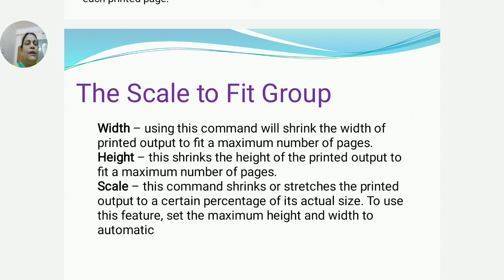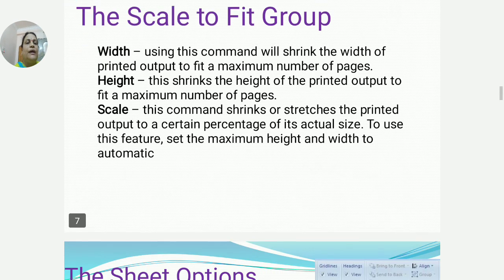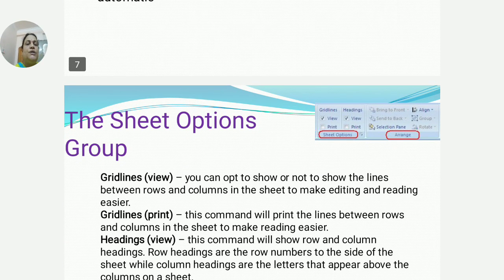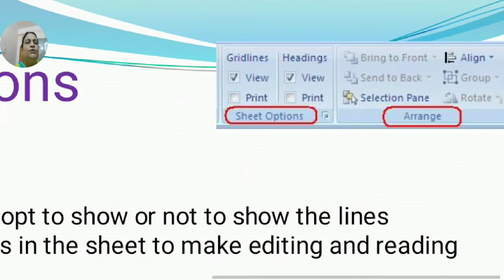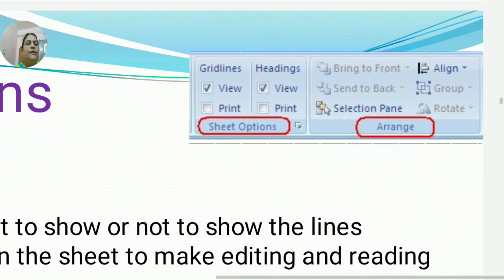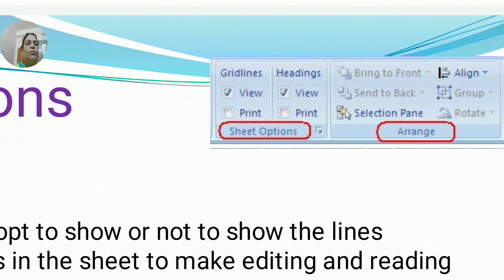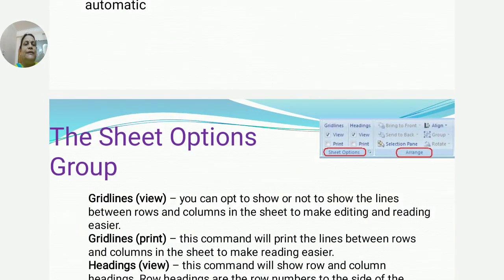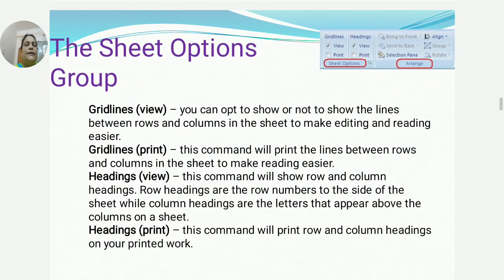Now let us come to the next group of the Page Layout tab. What is the next group? Sheet Options group. Under the Sheet Options group, the commands you have are gridlines and headings. Let us see what these gridlines and headings are.